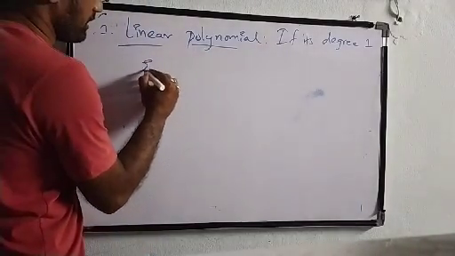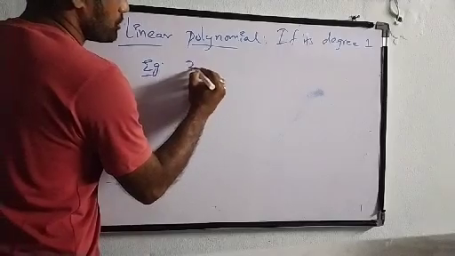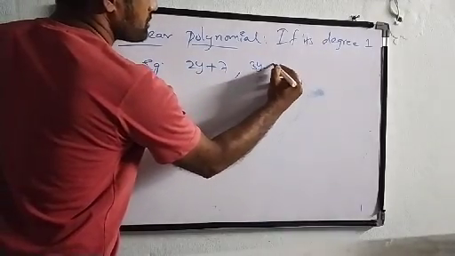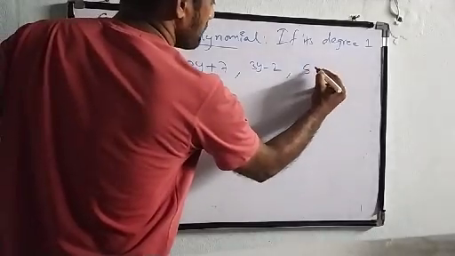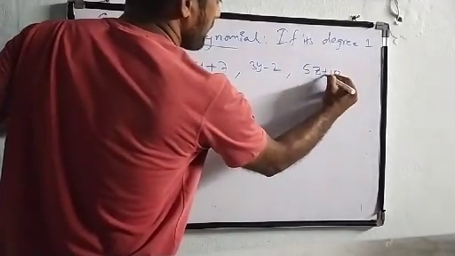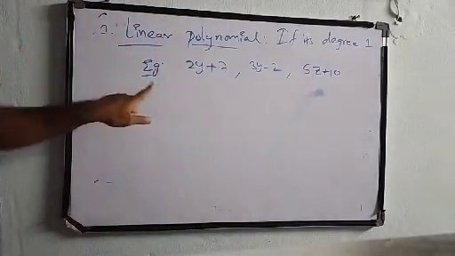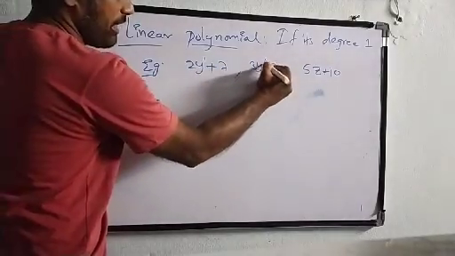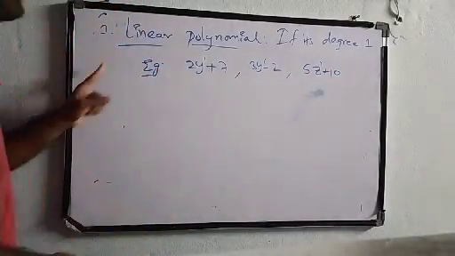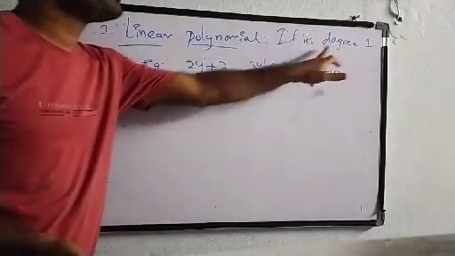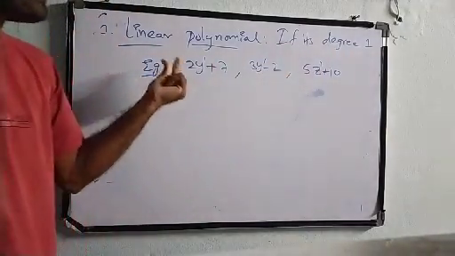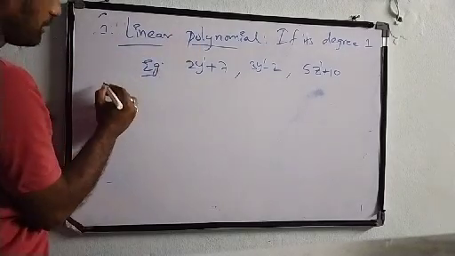For example, we can take 2y plus 7, 3y minus 2, 5z plus 10, whatever it might be. Here if you observe the exponents of the variables, all are 1. So I can call this a linear polynomial. Why? Because if you are finding the highest degree as 1, then you are going to call it a linear polynomial.